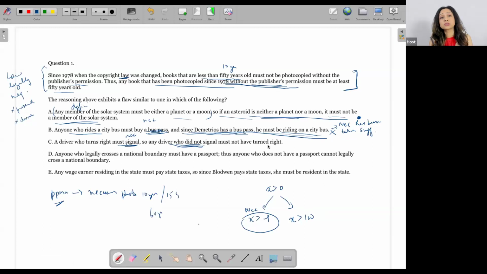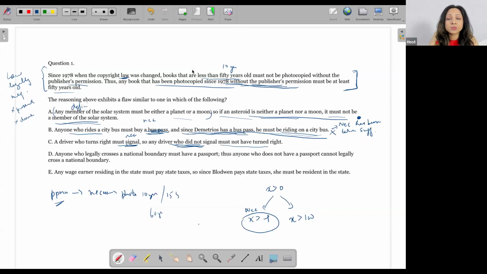So now, do you see that this logic is very similar to my original logic? In fact, it matches so much better than my logic of option A, right? They are saying that a person who did not signal must not have turned right. Just like we said that if you photocopied without publisher's permission, then the book must have been more than 50 years old.